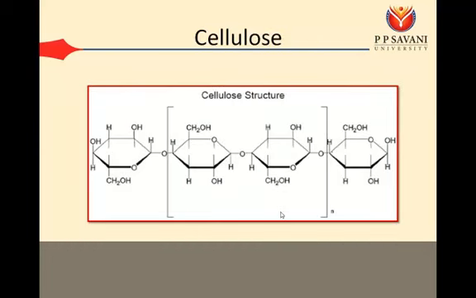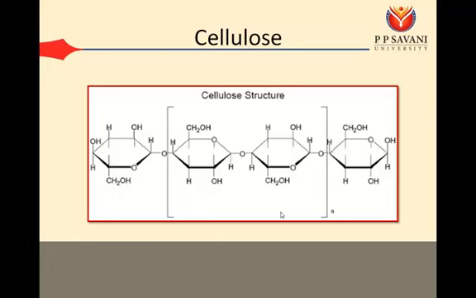Let's see the second example. The second example is cellulose. Cellulose is the most abundant biomolecule on the earth. Cellulose is present in the cell wall of plant cells. It gives structural support to the cell. Cellulose is also a homopolymer and the repeating unit again is glucose.